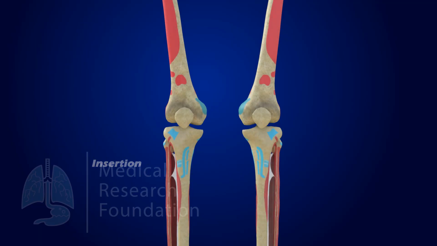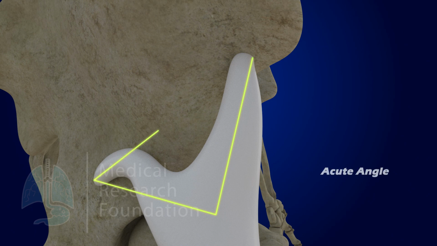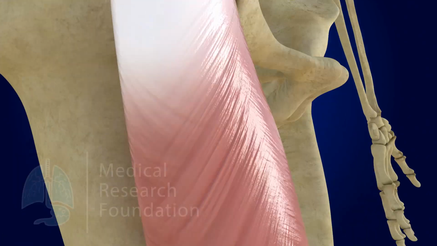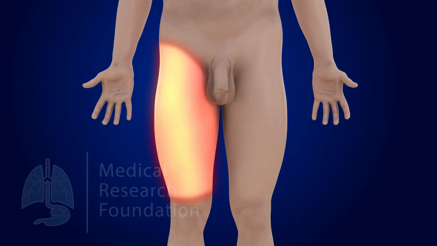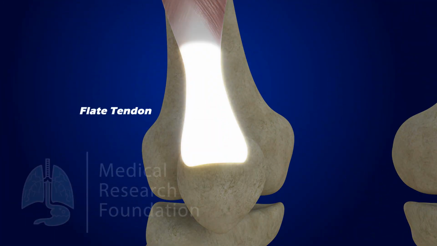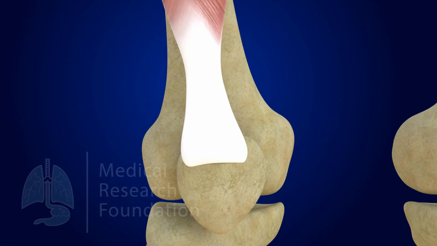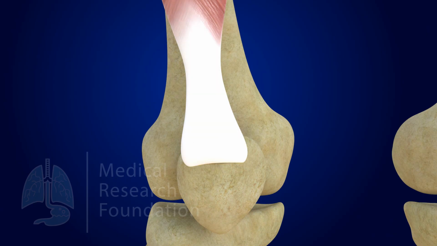Insertion. The two heads meet at an acute angle and form a fusiform belly, which occupies the front of the thigh. In the lower 1/3 of the thigh, the muscle ends in a flat tendon, which descends vertically downward to be inserted into the base of the patella.